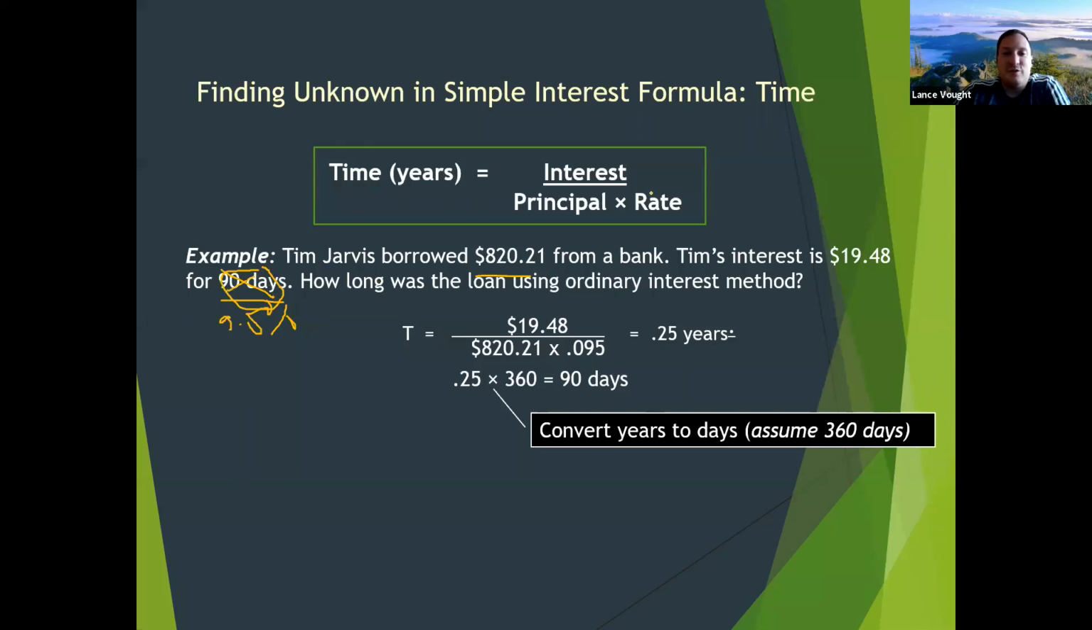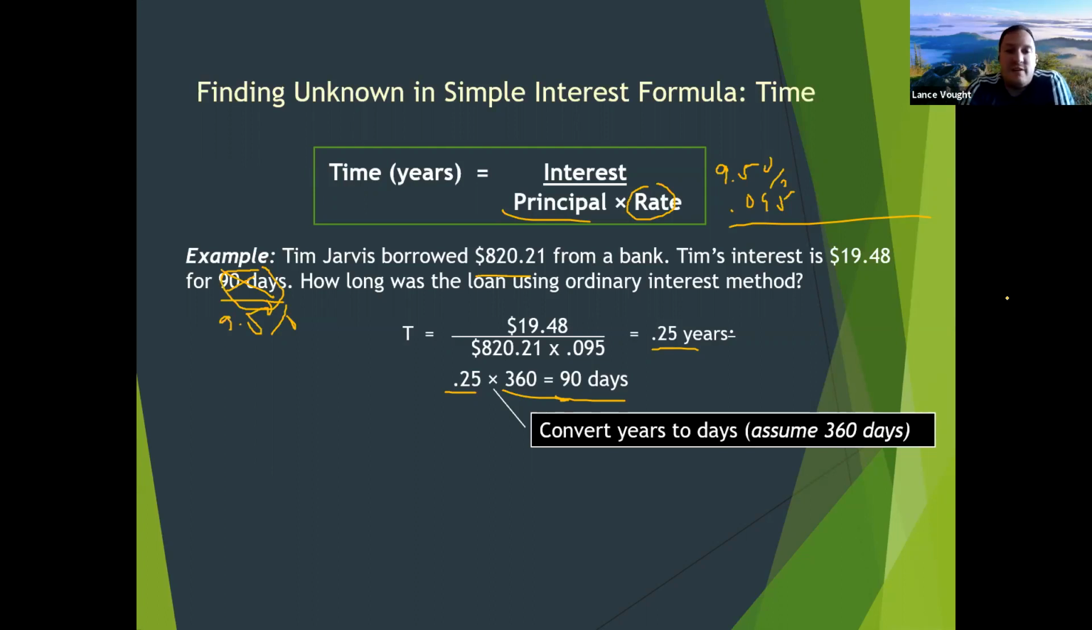So if you know the rate is 9.5%, which I'm adding in here, which is converted to 0.095 because of the decimal. Principal is 8,2021, so you do 1948 over 8,2021 times 0.095. You get 0.25, and that's the number of years. If using the ordinary method to convert it to days, you need 0.25 times 360. If we had used the exact, then it would be so clean.